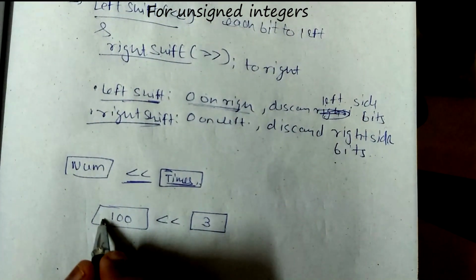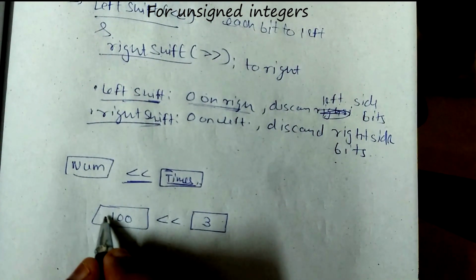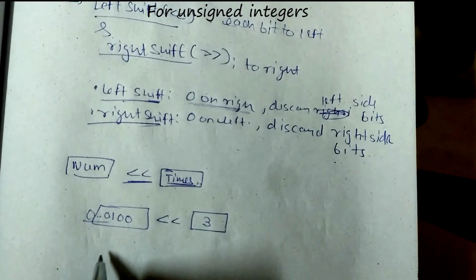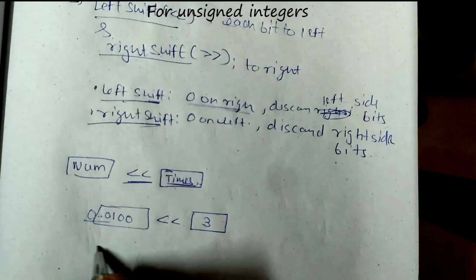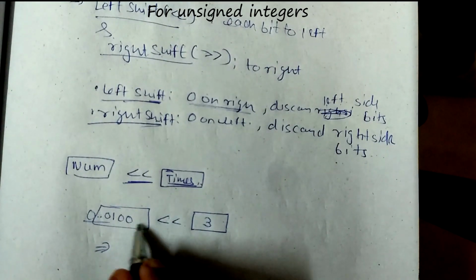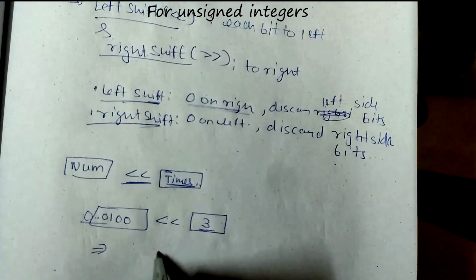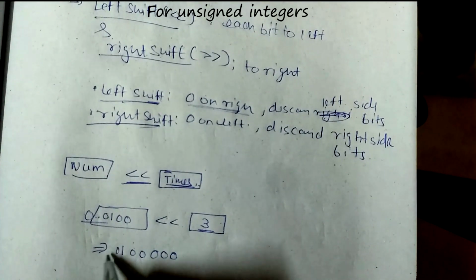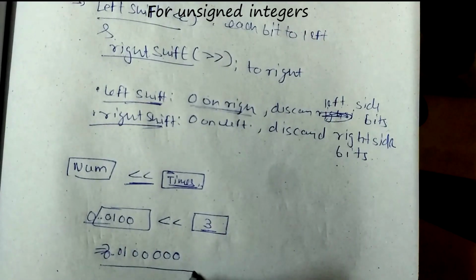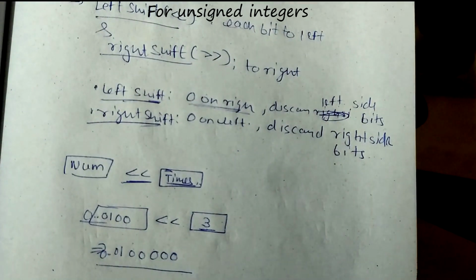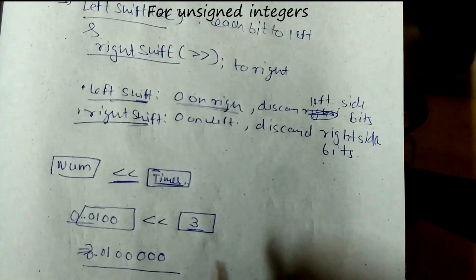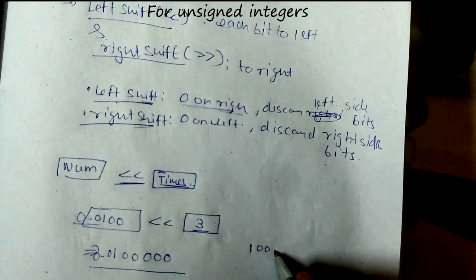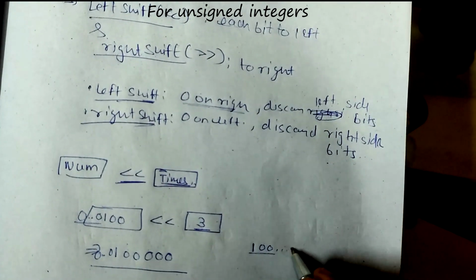So assuming this was a 32-bit number, not 3 bits, there will be zeros here. Since we are doing it 3 times, 3 zeros will be added. So this will become this. Now that was pretty simple. Now what if we had a 1 here at the end? So this is some other number.